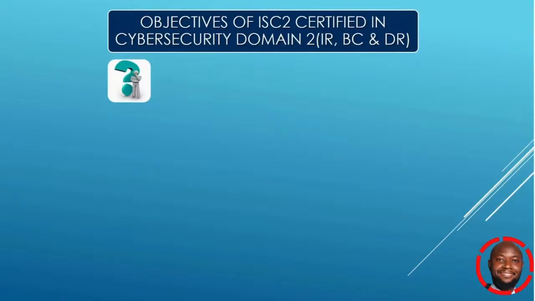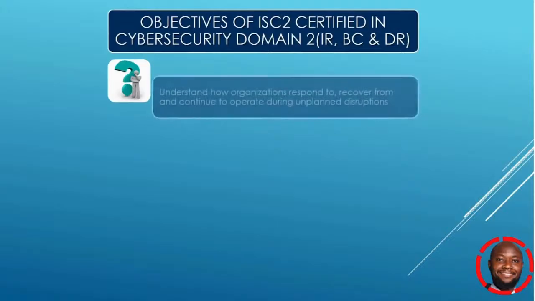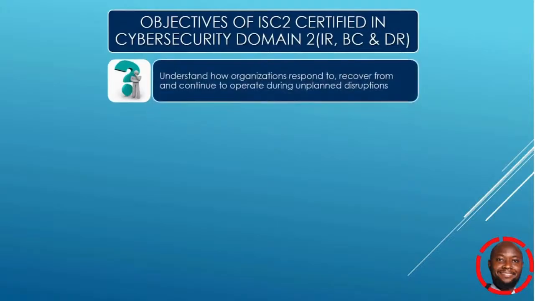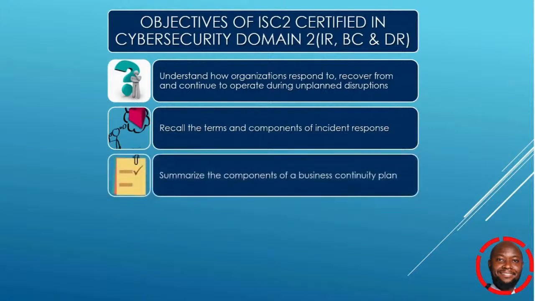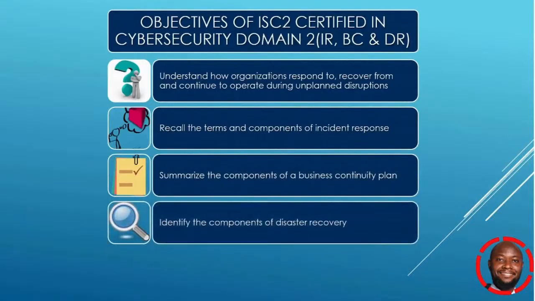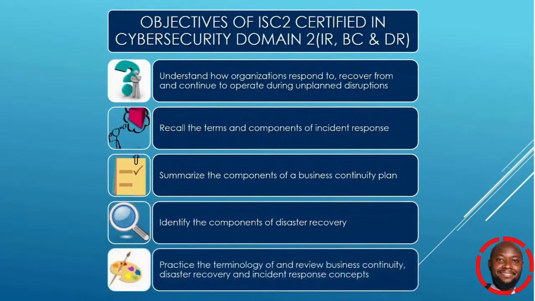The first objective of Domain 2 is to understand how organizations respond to, recover from, and continue to operate during unplanned disruptions. Another is to recall the terms and components of incident response. Another objective is to be able to summarize the components of a business continuity plan. Another objective of this Domain 2 is for you to be able to identify the components of disaster recovery. And lastly, you are expected to practice the terminology of, and review, business continuity, disaster recovery, and incident response concepts.